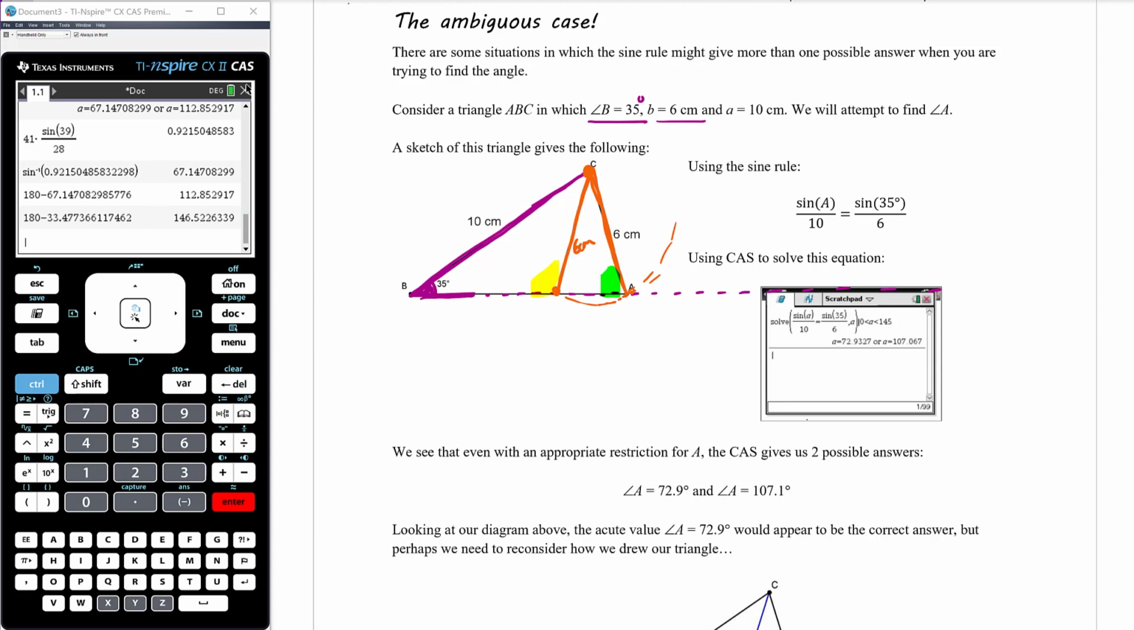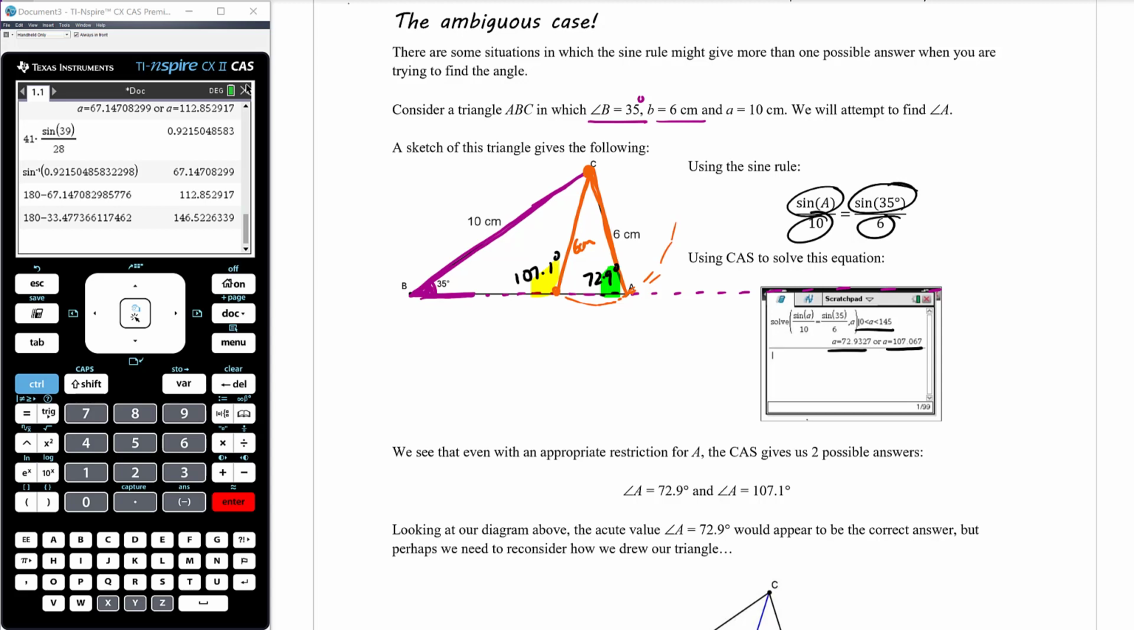So when I set up the sine rule to solve this, sine of A divided by 10 is equal to sine of 35 divided by 6, and I get my CAS to solve it with a correct restriction. If I've already got 35 degrees in the triangle, there's only 145 degrees left, so A has to be somewhere between 0 and 145. There are actually two values between 0 and 145 that fit. One is acute, this would be the 72.9 degree angle, and the other is obtuse, this would be the 107.1 degree angle. So it's an ambiguous case where there are two possible and two correct solutions.